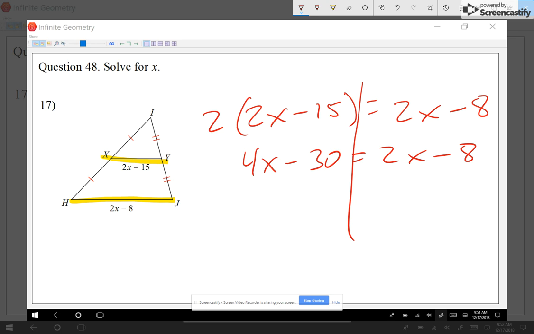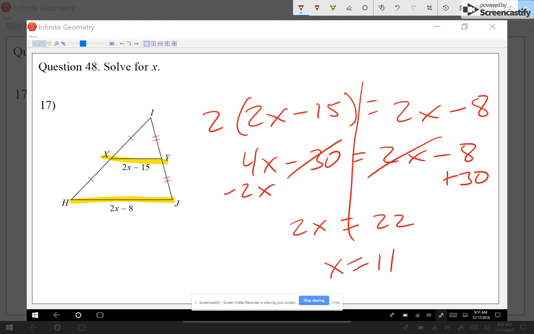I'm going to separate them at the equal sign. I'm going to subtract 2x on each side, and I'm going to add 30 to each side. That way I have x's on the left, numbers on the right. I have 2x equals 22. So x must be 11. The instructions were to solve for x, so I'm done. Any questions on these?